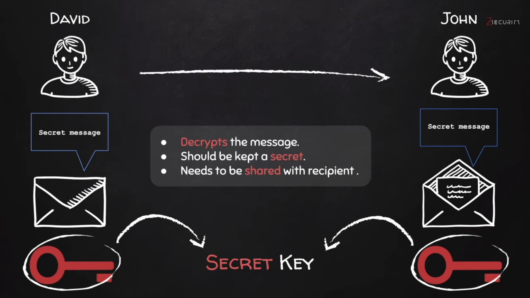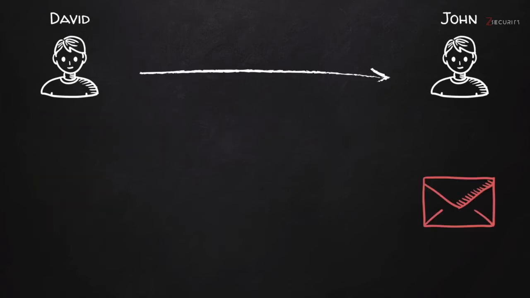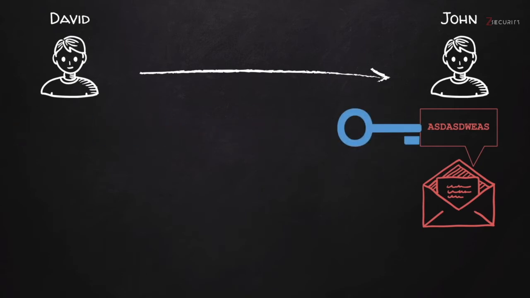This was the main incentive to come up with a more secure encryption. And this is where asymmetric or public key encryption comes in. So let's go back to David wanting to send a message to John, and the content of the message is "secret message." In asymmetric encryption, one key is used to encrypt the message before it is sent in the air, and then another key is used to decrypt the message.